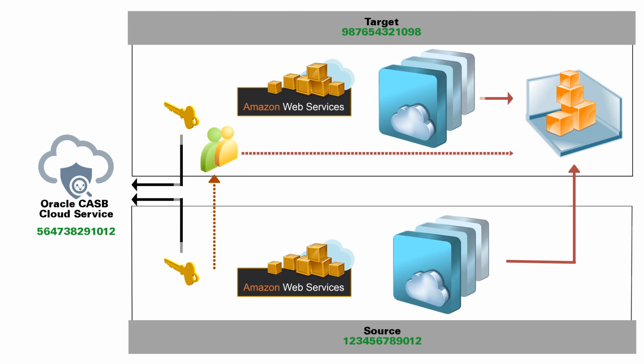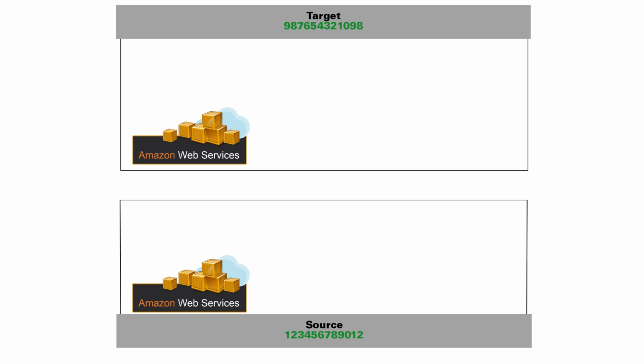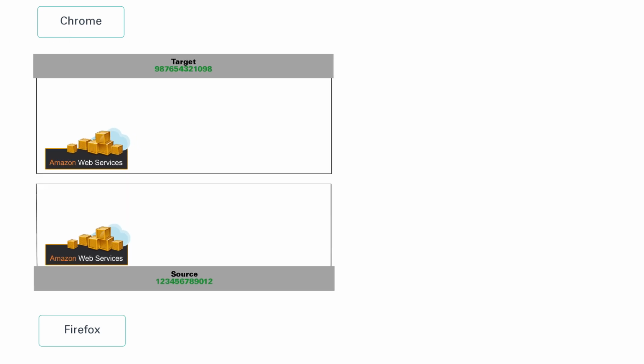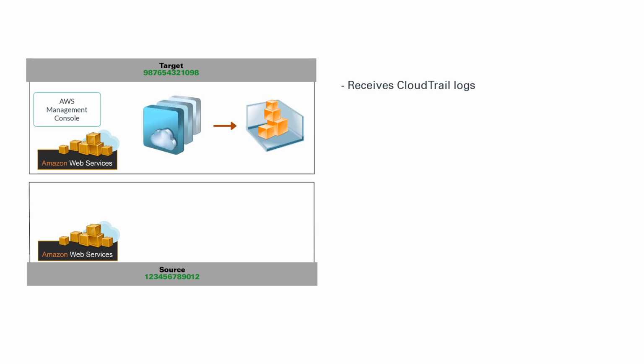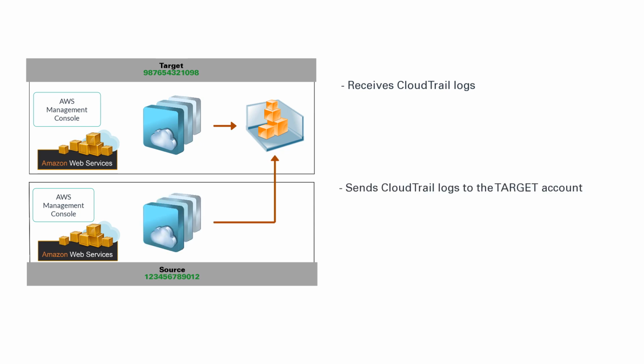For this, start two different browsers. This is required because AWS sessions cannot overlap, so you cannot navigate between two AWS accounts in the same browser, even on multiple tabs. Here we are using Chrome for the target account and Firefox for the source account. In Browser 1, open the AWS Management Console for the target account, the one that receives CloudTrail logs. In Browser 2, open the AWS Management Console for the source account. This is the account that sends its CloudTrail logs to the target account.